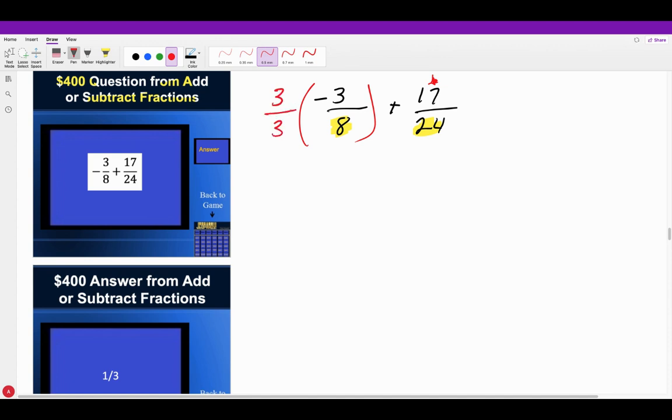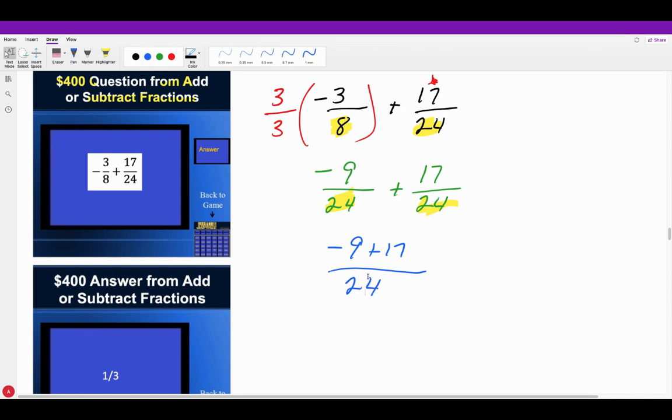So I need to multiply both the numerator and the denominator by that 3. So now it gives me negative 9 over 24. And since I didn't need to multiply this, it just remains 17 over 24. Once we get our denominators the same, we can go ahead and add or subtract what's in our numerator. So I'm going to rewrite this as negative 9 plus 17 over top of 24. Remember, I'm always going to show you this step. You don't have to necessarily show me this. I can rewrite negative 9 plus 17 as 17 minus 9, which is a problem that you all should be able to do. And 17 minus 9 is going to be equal to 8.